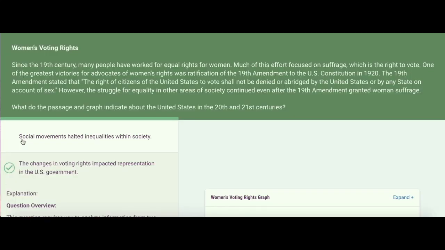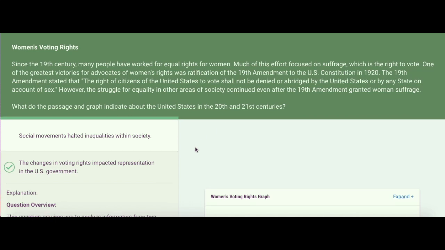Let's look at A. It says social movements halted inequalities within society. So if you picked A, then good try. But the word halted should tell us that it's not right. It says here, the struggle for equality in other areas of society continued. So we know from the passage that A is incorrect.